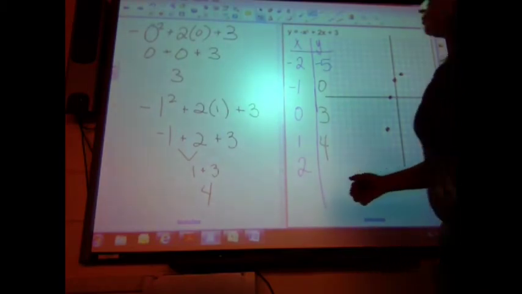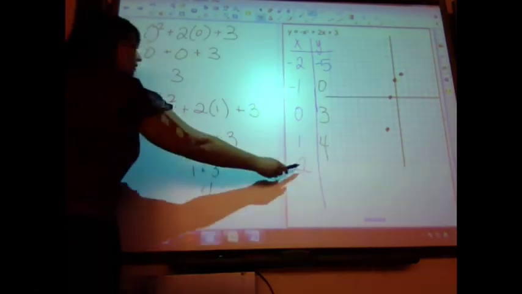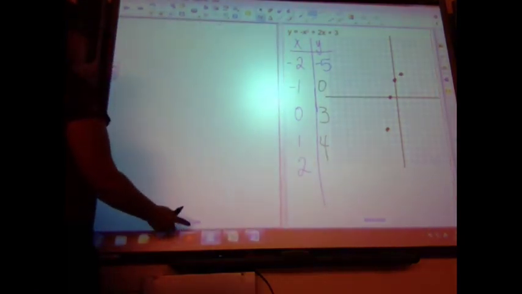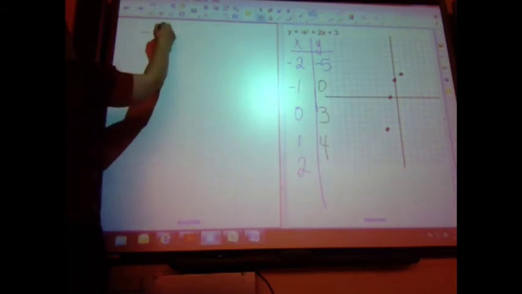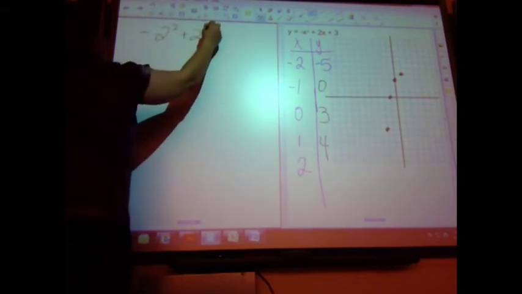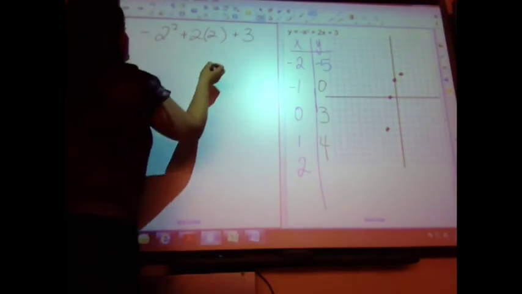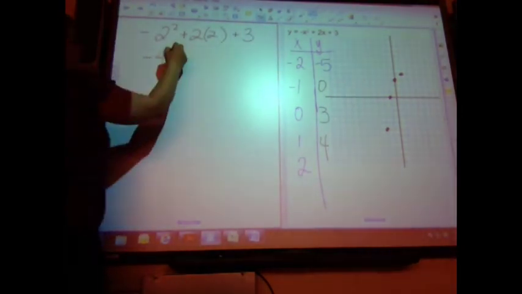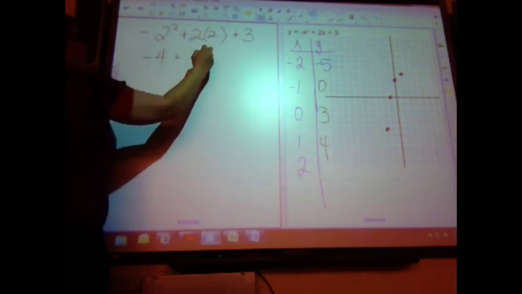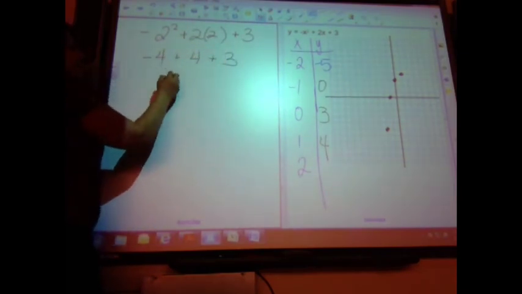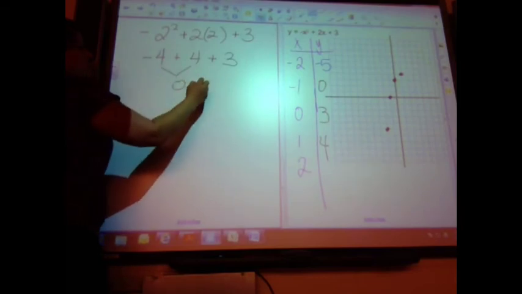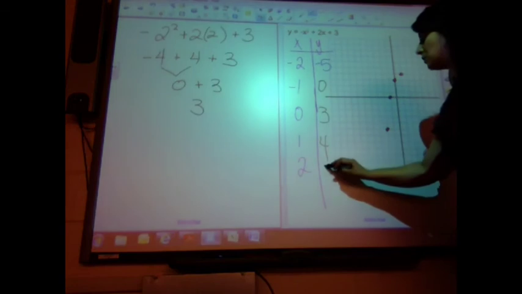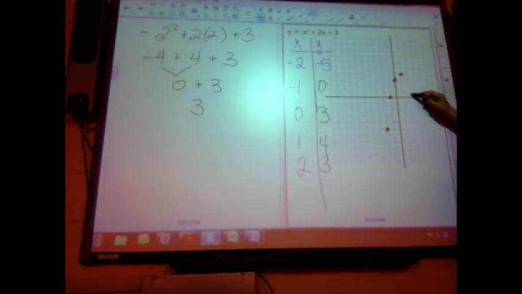And last I'm going to do this 2 in place of the x's. So the opposite of 2 squared plus 2 times 2 plus 3. 2 squared is 4. Opposite of that is negative 4. 2 times 2 is 4. Bring down my plus 3. Negative 4 plus 4 is 0. 0 plus 3 is 3. So I go over 2, up 3.